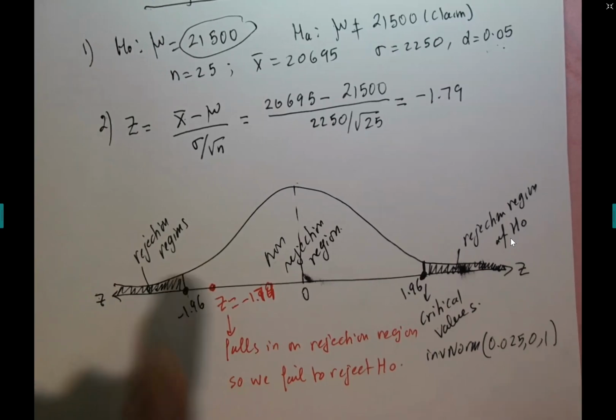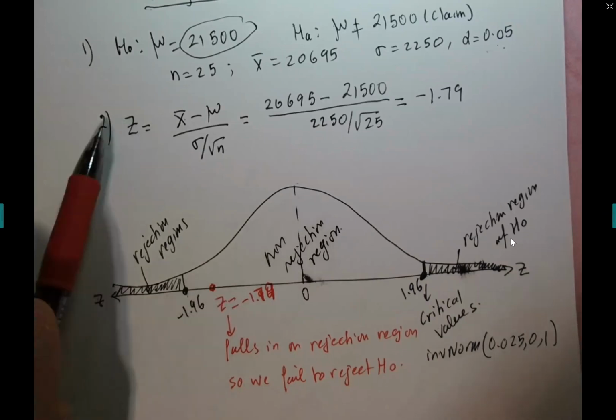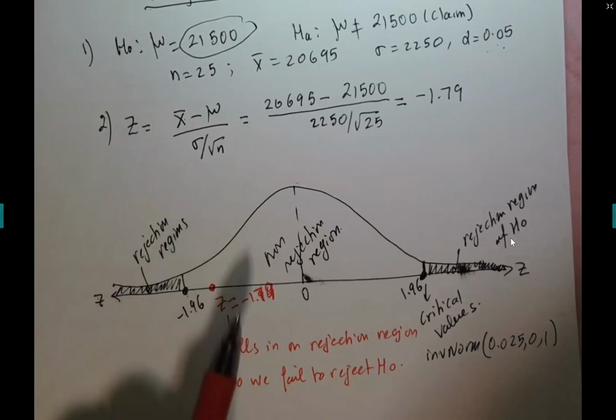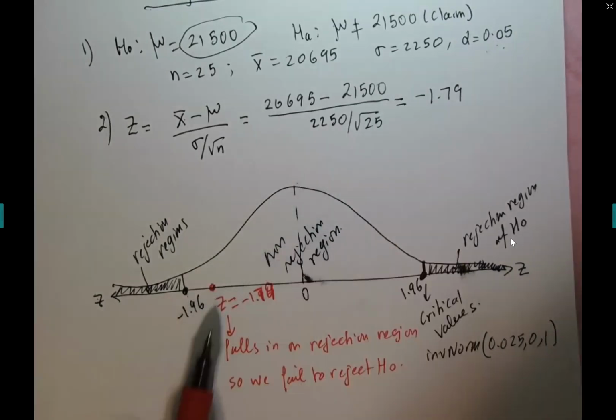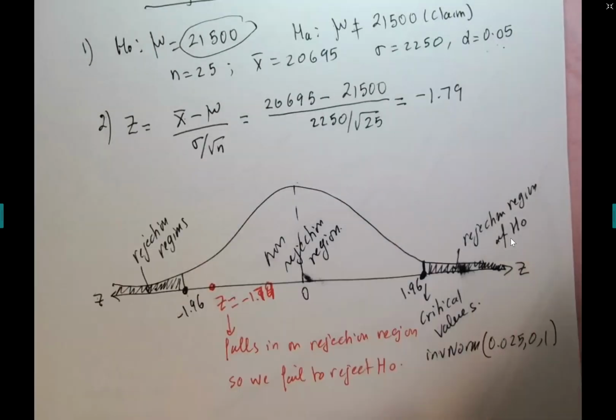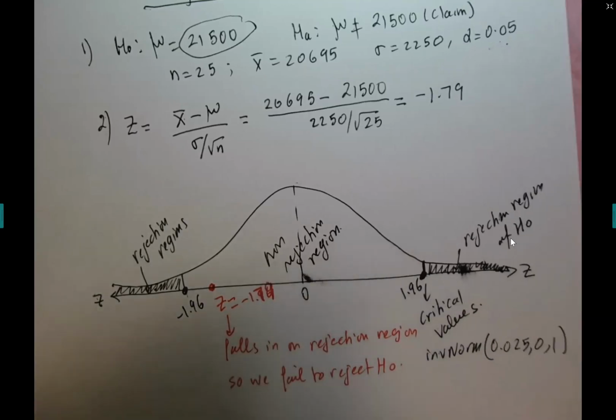So when you use the p-value method, you compare a p-value with alpha. When you use the critical value method, you compare the step number 2 number with the critical value that you find using inverse norm. You compare a number with a number, and a p-value with alpha. And then step number 5, guys, is exactly the same thing. So this is what we call the critical value approach.